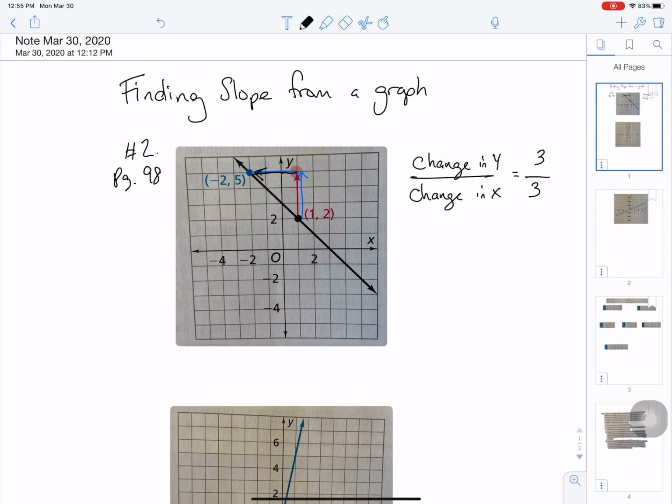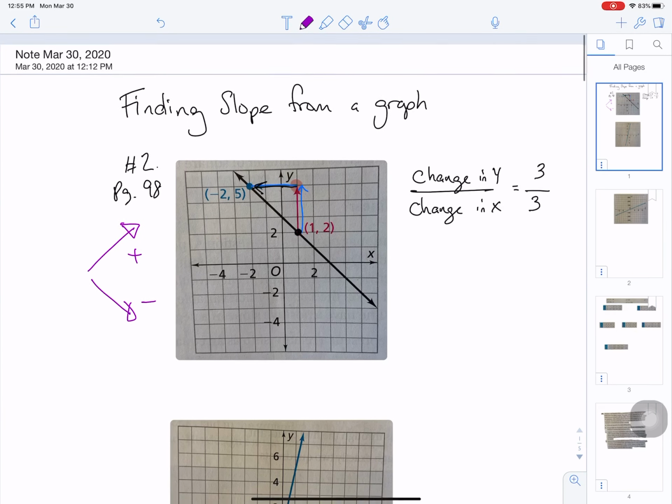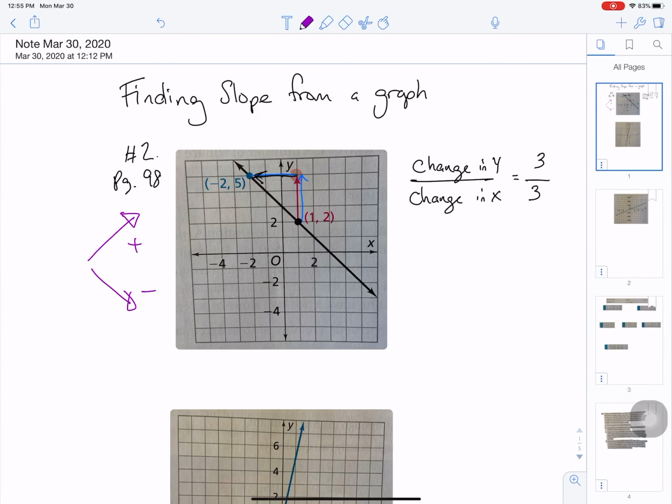Now remember, we talked about whether slope is positive or negative, and that if it goes up to the right, it is a positive slope. If it goes down to the left, it's a negative slope. In this case, it's going down. So our answer's got to be negative. So we're looking at, well, 3 over 3 is the same as 1, and therefore it is a negative 1.